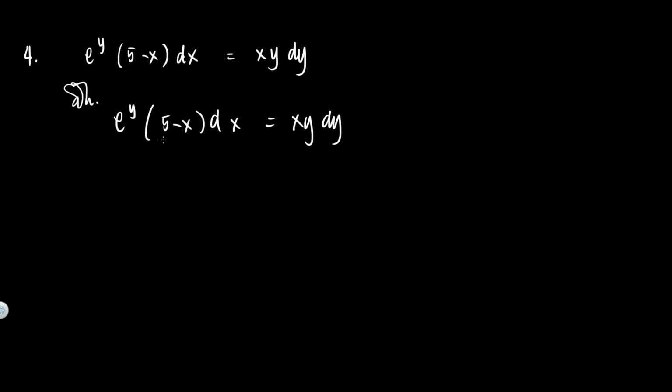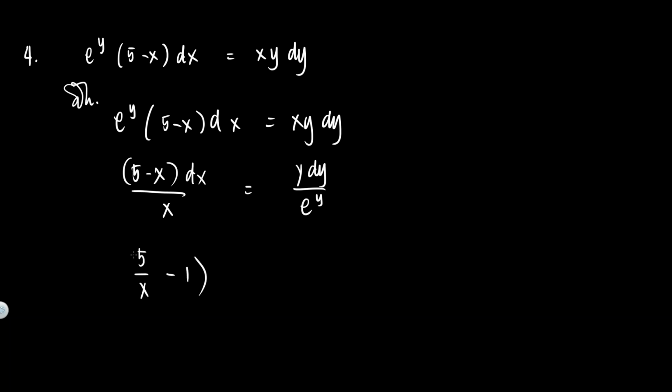So, separate the variables. So, titigan muna natin. Ano ba yung magkasama? So, mga x sa x and dx, y sa y and dy. Of course. So, (5 minus x) times dx over x, yan yung kakagrupo, equals y dy over e to the y. Okay? Then, pwede ito as (5 over x minus 1) dx equals y e to the minus y dy. Correct? Yes.